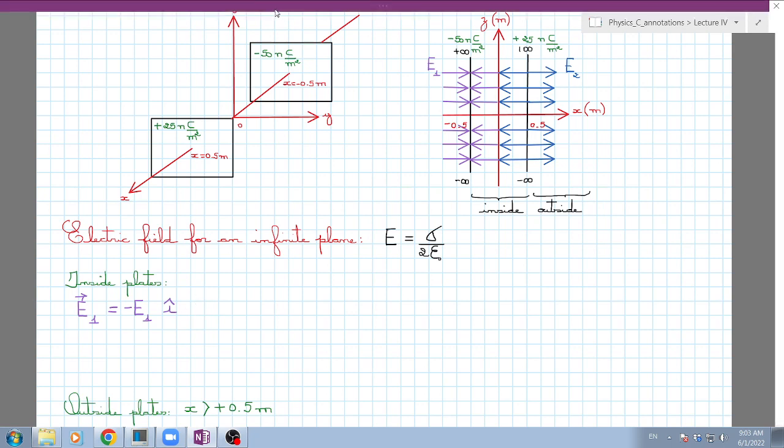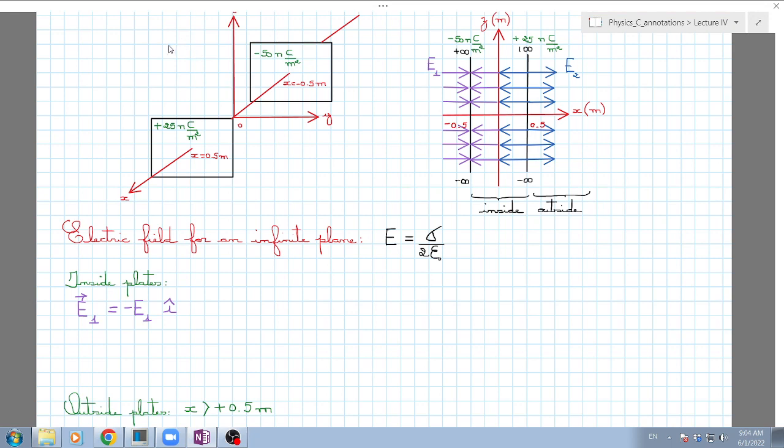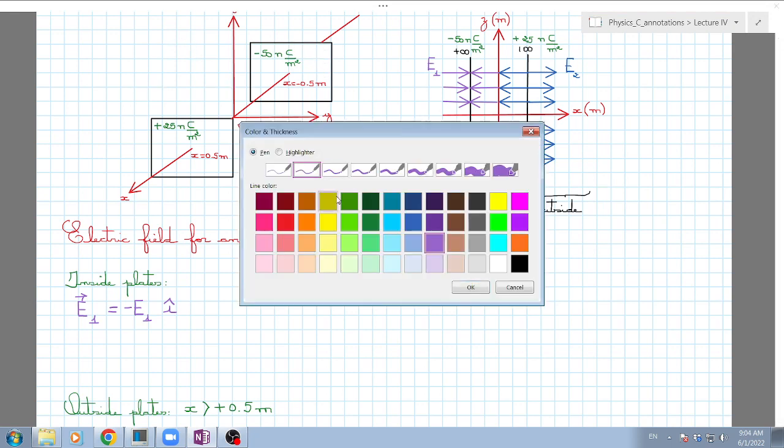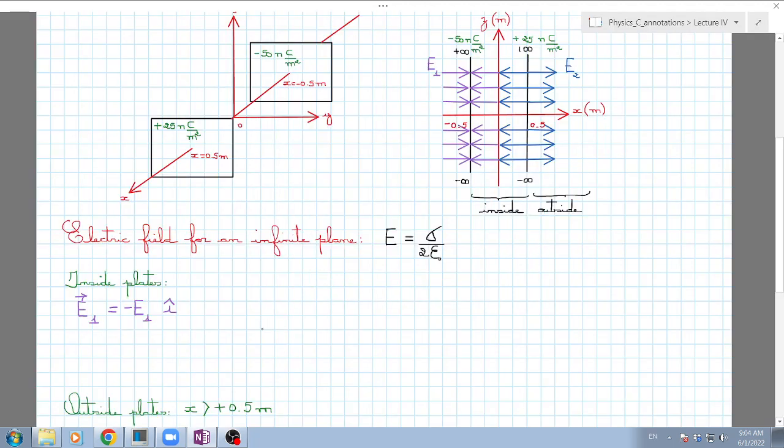Okay, you have this, and the other field is going to be E2, using the same direction, in the minus i hat direction. So we can write the electric field inside using the principle of superposition. You have to sum them up.